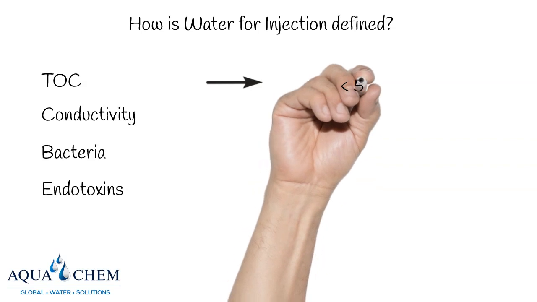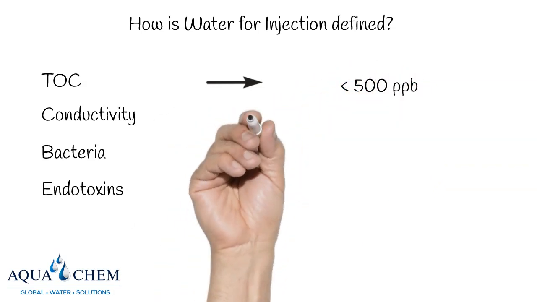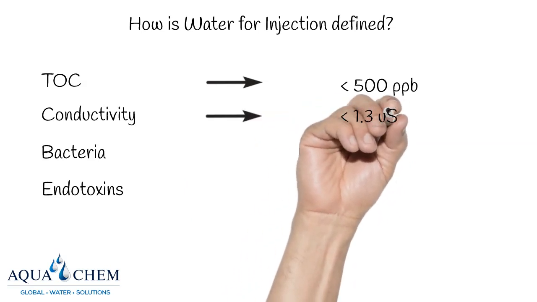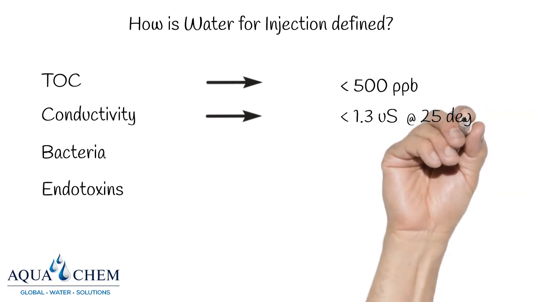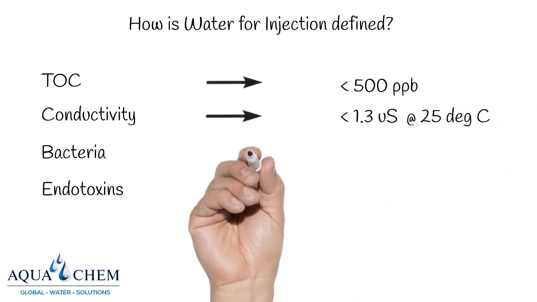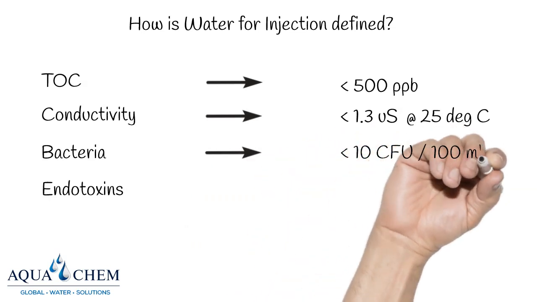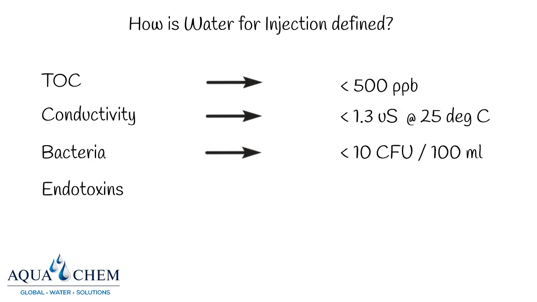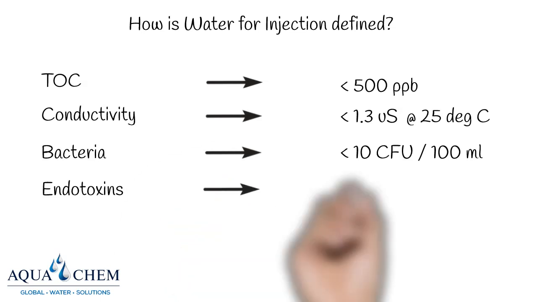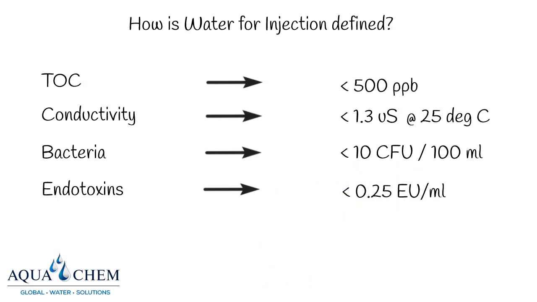For TOC, it needs to be maintained at less than 500 parts per billion. TOC is thought to be a food for bacteria in water. Conductivity must be maintained at less than 1.3 microsiemens at 25 degrees Celsius. Bacteria needs to be maintained at less than 10 CFU, or colony forming units, per 100 milliliters. And the endotoxins need to be maintained at less than 0.25 EU per milliliter.